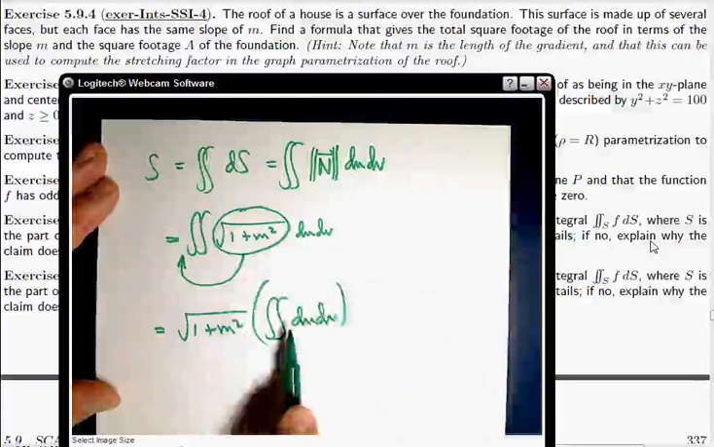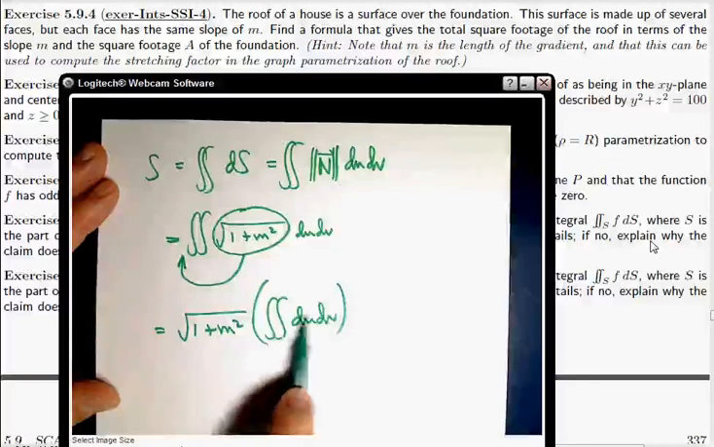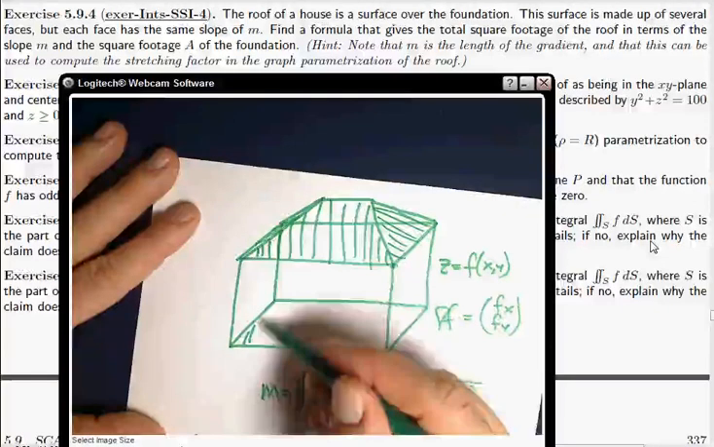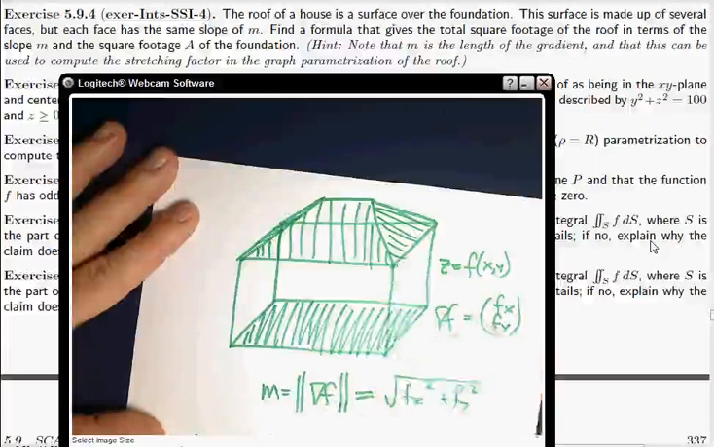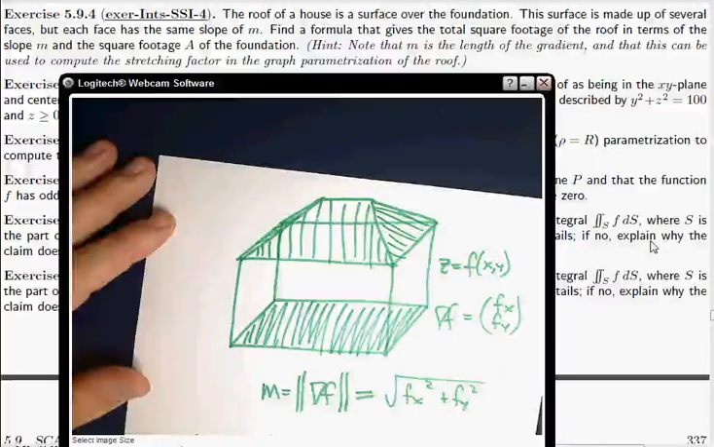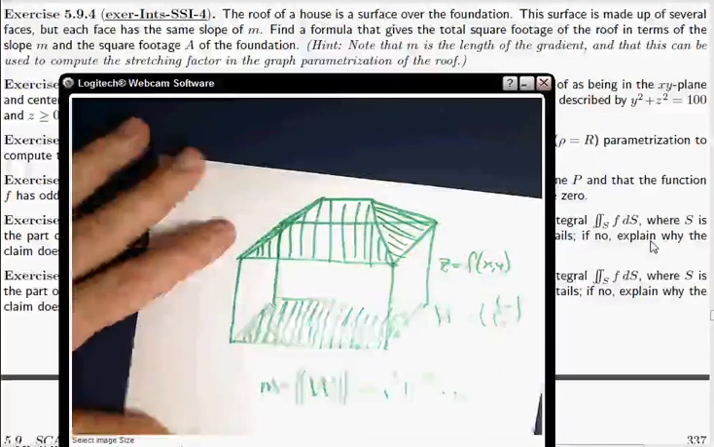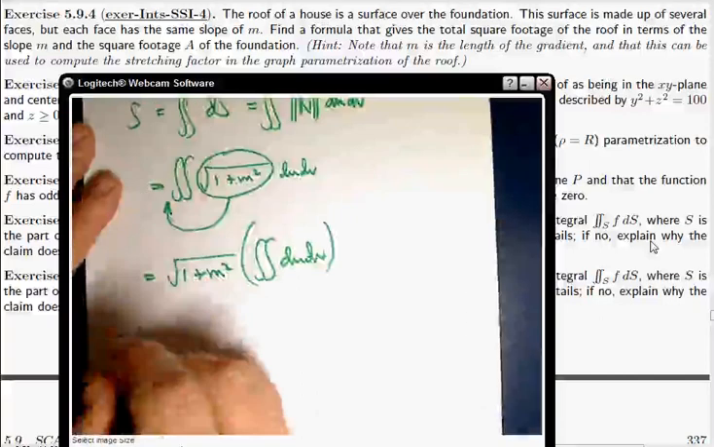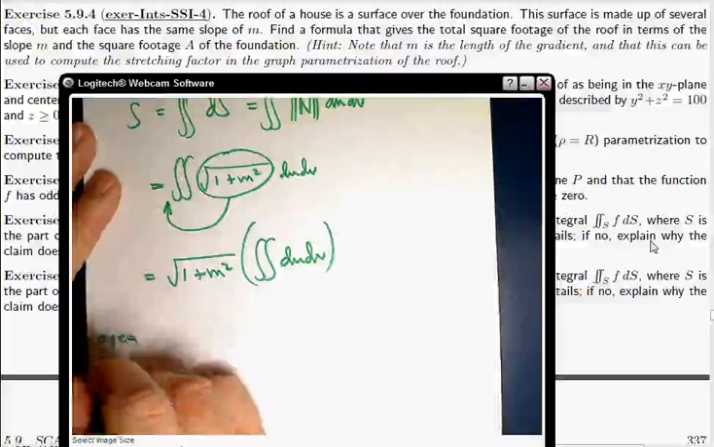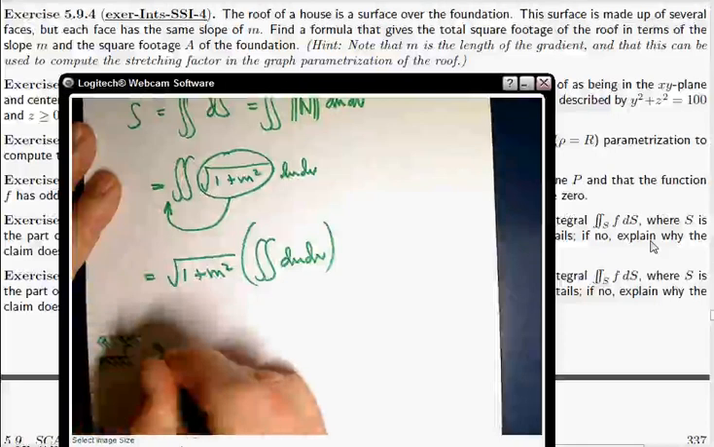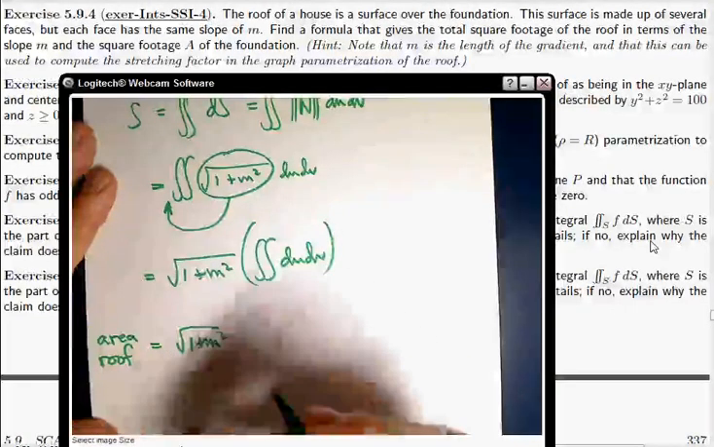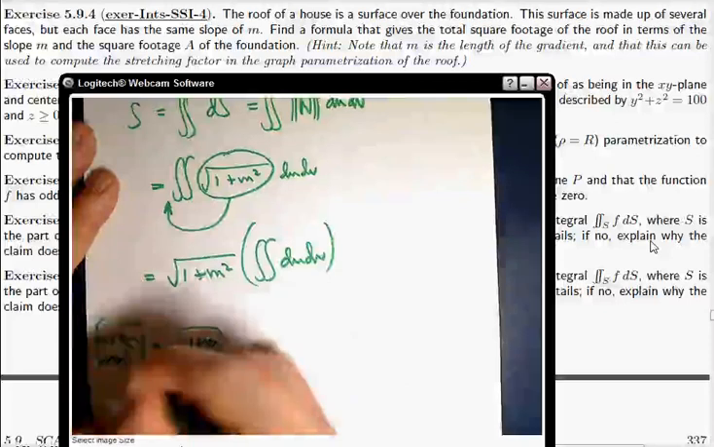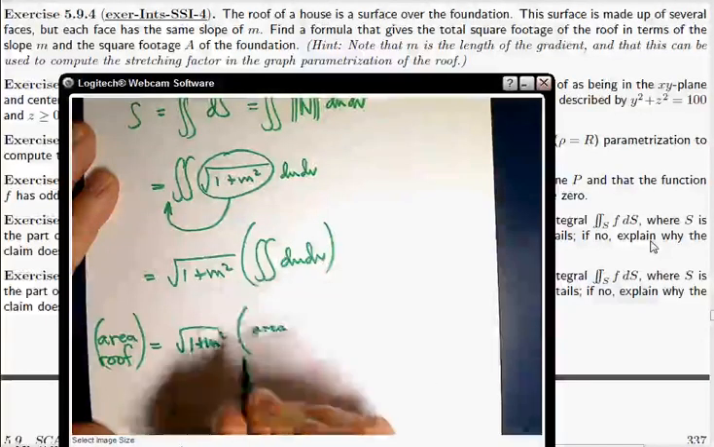And this says this is the area of the foundation of the house. It's just, because this is the parameter domain. That makes sense? So we have, the surface area of the roof is square root of 1 plus m squared times the area of the foundation.